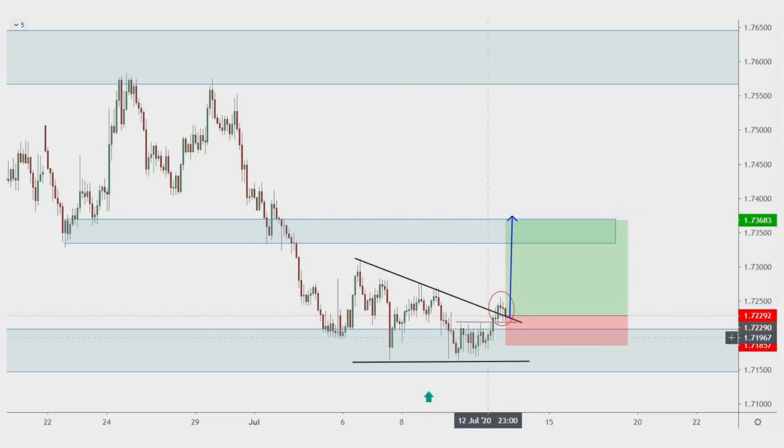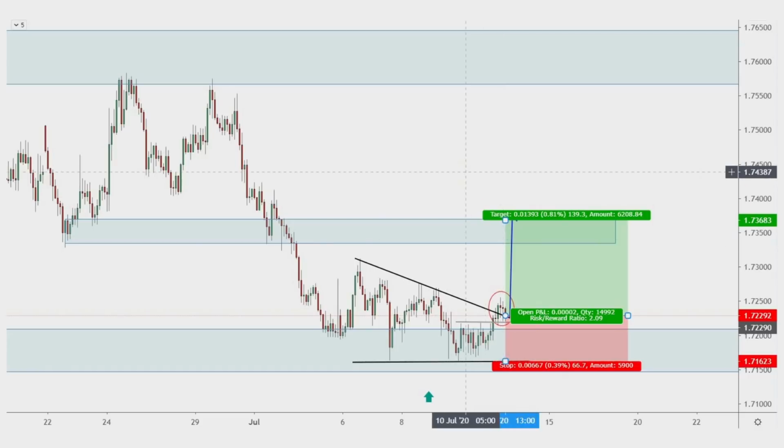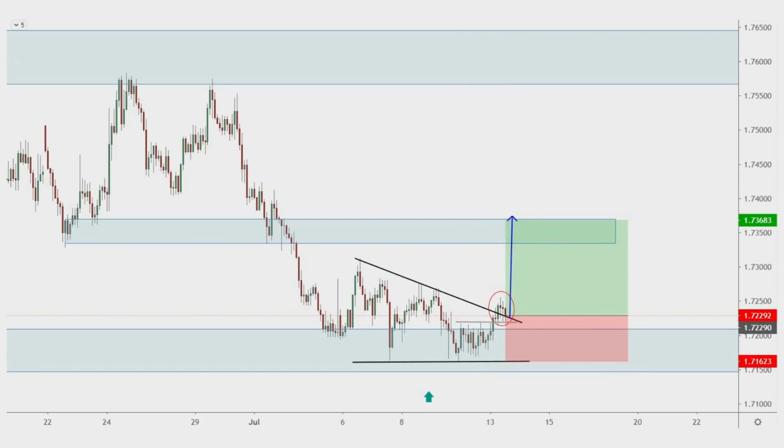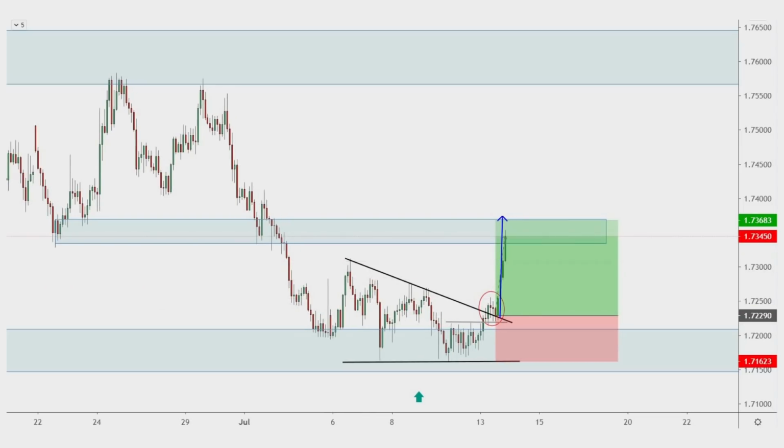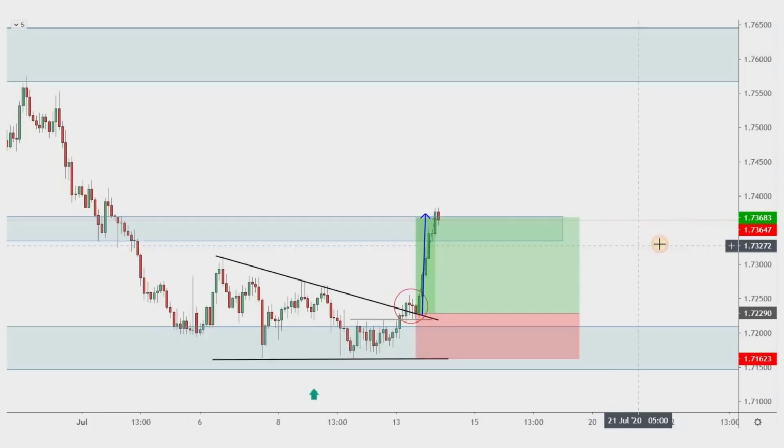We are measuring the potential target. This setup could offer us a 2 risk-reward trade if we are using a conservative stop-loss, or a higher risk-reward if we use a tighter stop-loss. Trade reached the potential target perfectly.